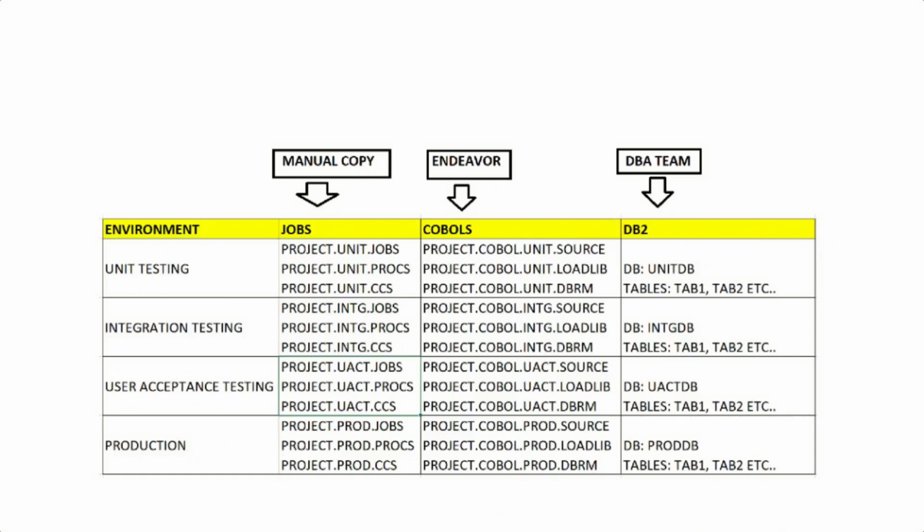If you observe one more thing, here the unit jobs, unit procs, and unit control cards point to the unit testing environment COBOL elements. Then it will point to the DB2 environment like unit DB. So this is a setup we have to do in the unit jobs, unit procs. We will see that later. So any environment job, like unit jobs, points to the unit environment, and integration jobs point to the integration environment. That's how we can do the testings.